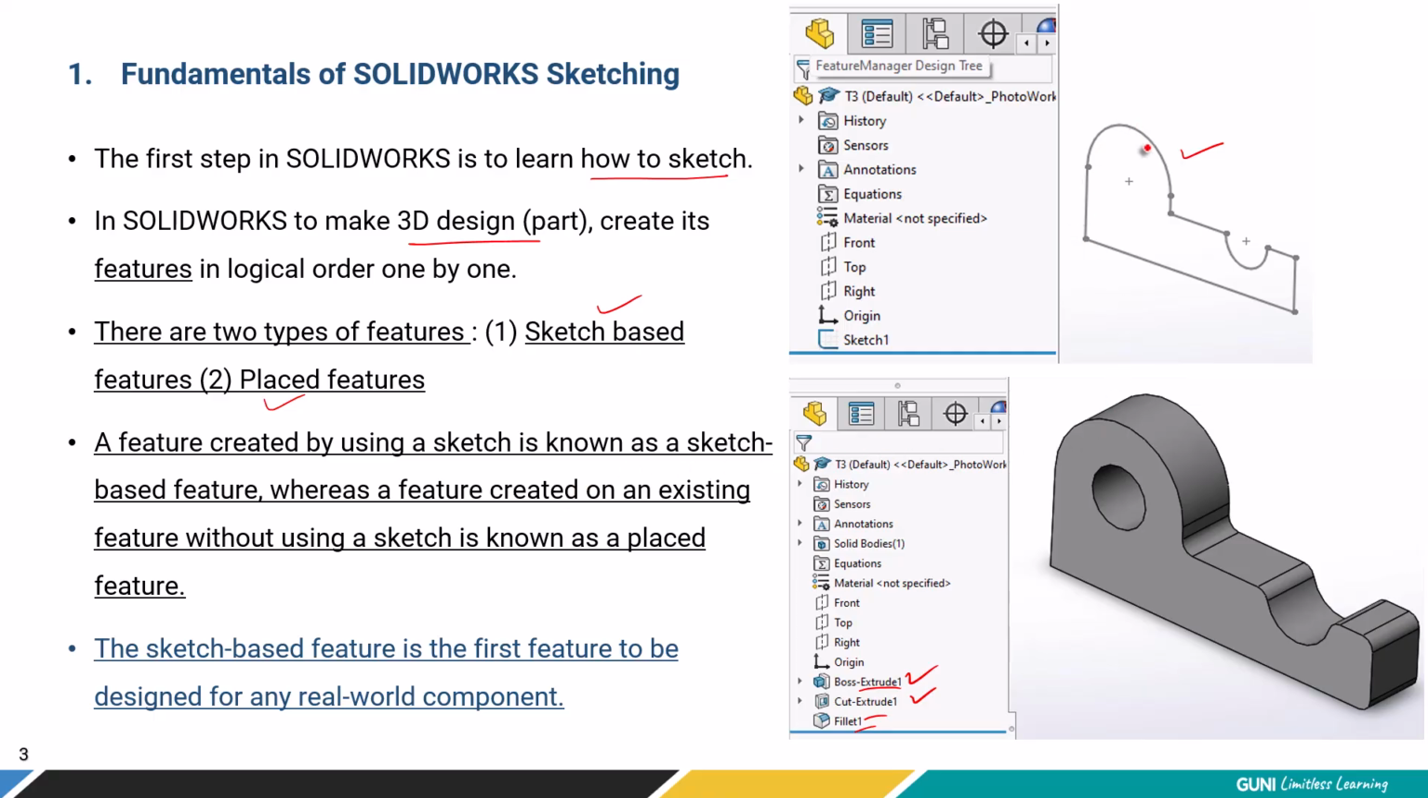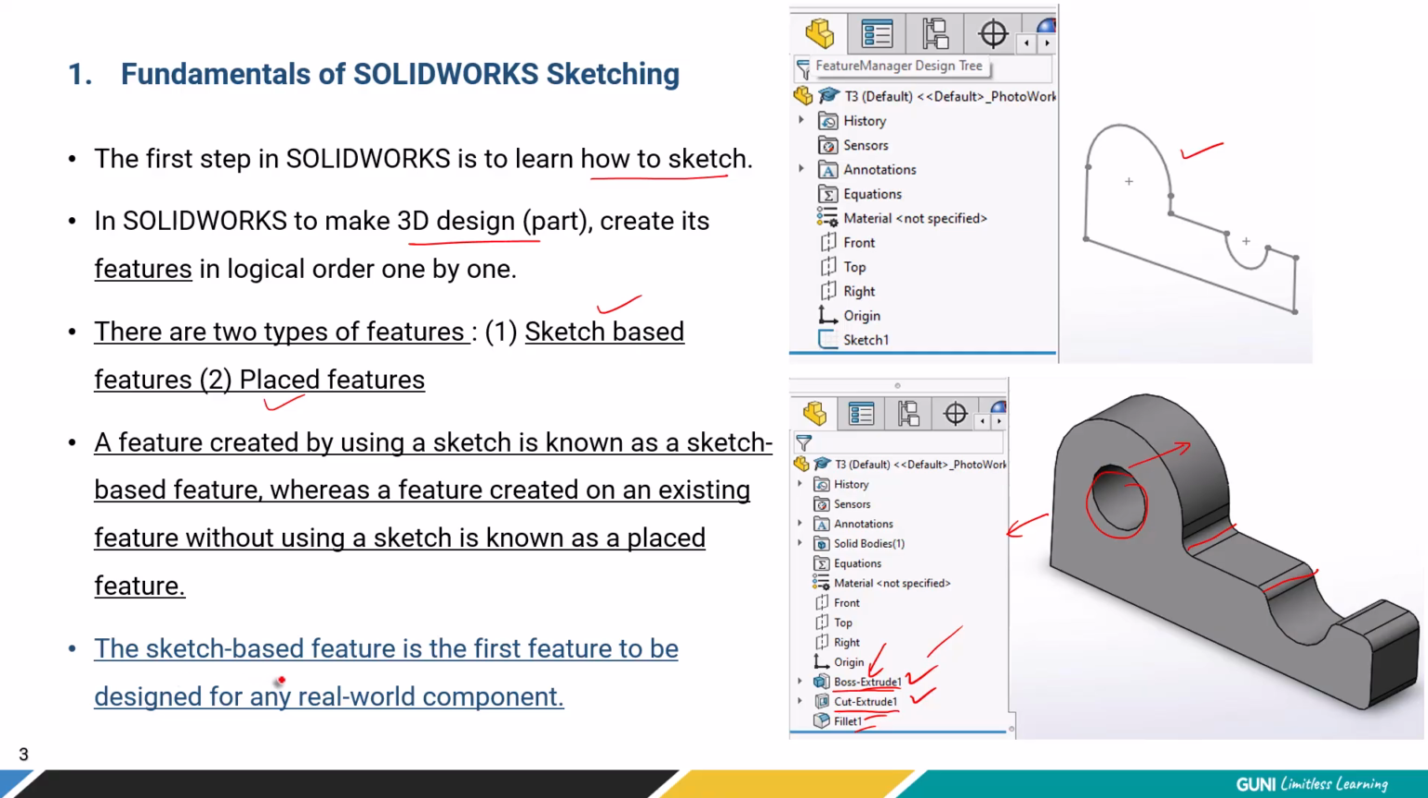Let's say this shape on the screen is converted into 3D by the first feature called extrude. So this extrude feature requires a sketch. Similarly, to create a hole, you have to draw a circle. So circle is a sketch. So using the cut extrude feature, we are able to create this hole. And the third feature is fillet itself. So fillet does not require a sketch. It requires only sharp corners or sharp edges.